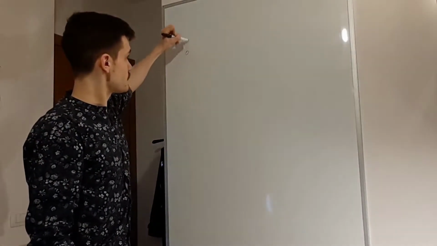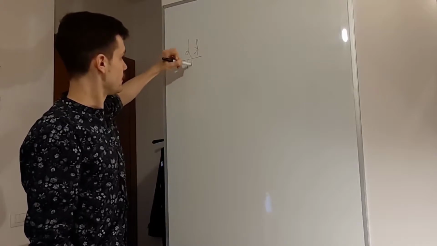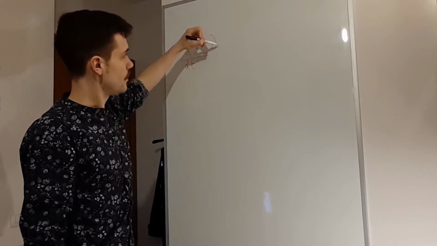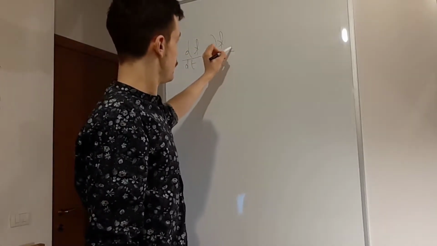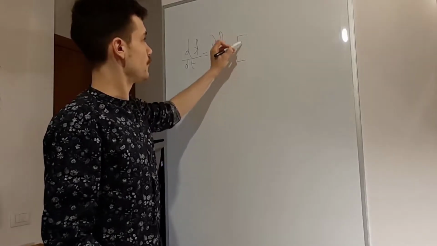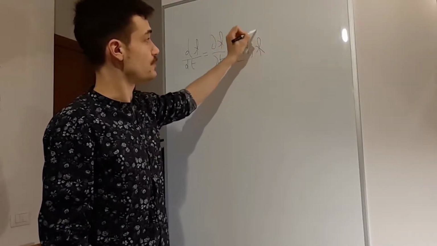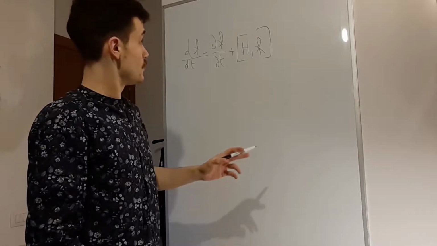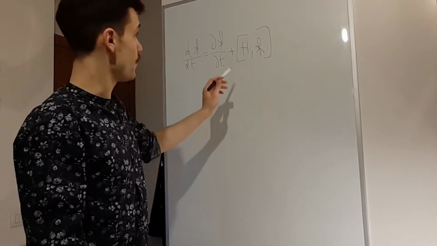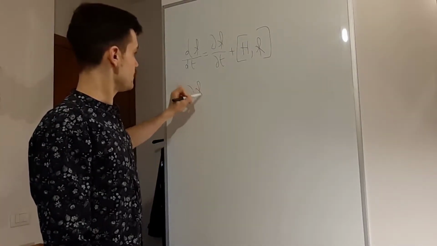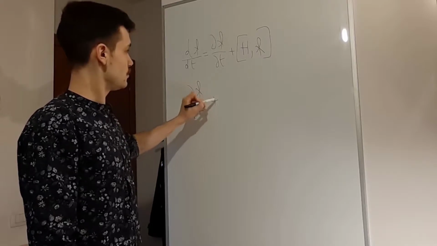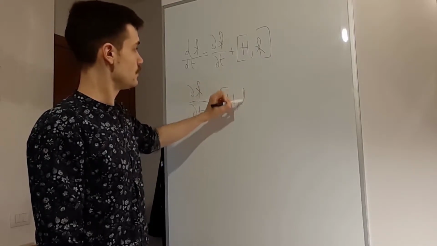In fact, if you want to know the total time derivative of a function, you can define it as df/dt equal to the partial derivative according to time of the function plus the Poisson bracket of the Hamiltonian and the function. So if I want the function to be an integral of motion, I can simply impose this quantity to be equal to 0.